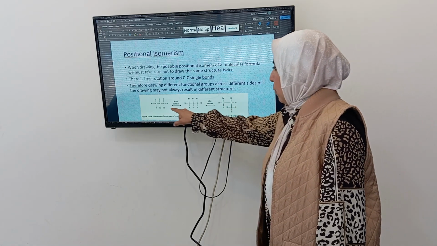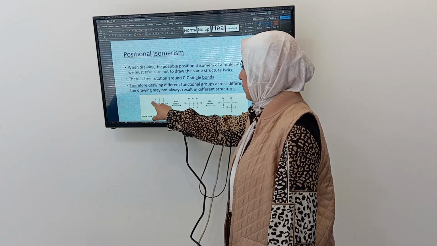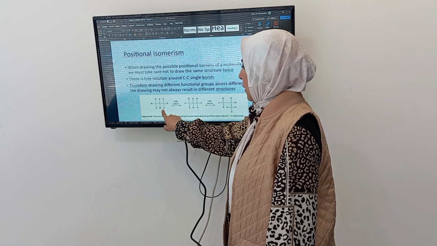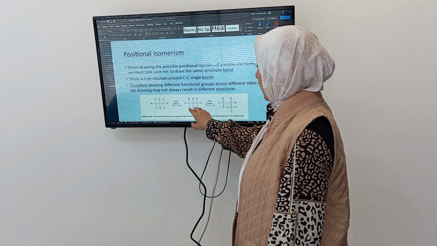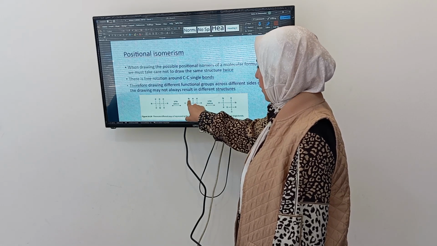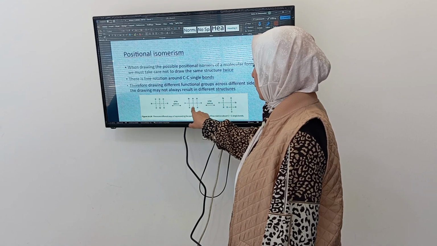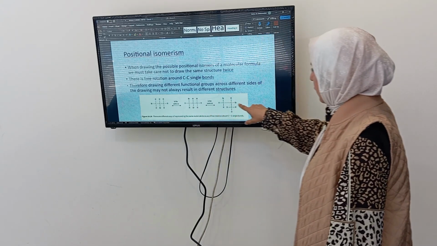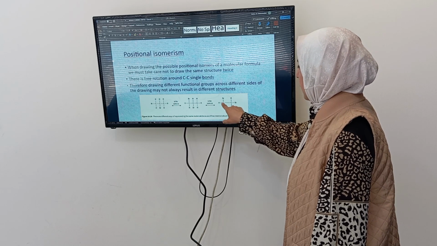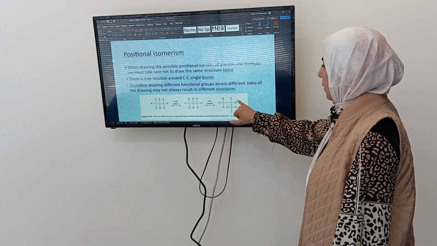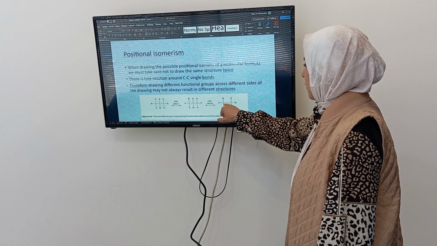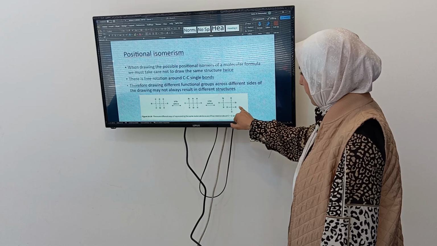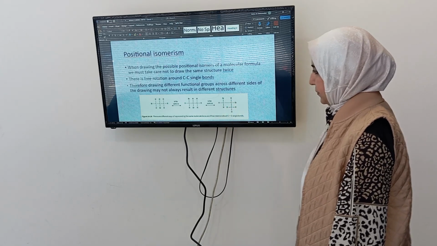Look at this. We have a bromine on carbon number 1 and carbon number 2. It is the same as bromine on carbon number 2 and carbon number 1. While the last one is a connection between bromine and the first carbon atom and the second atom.